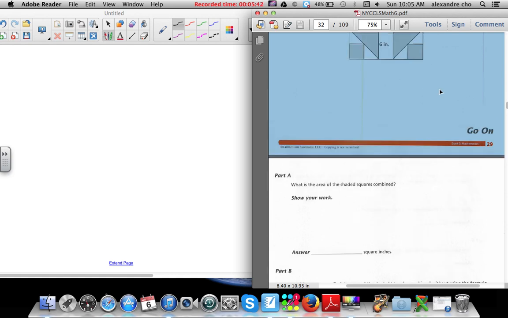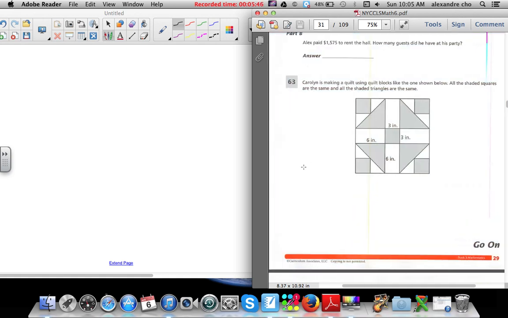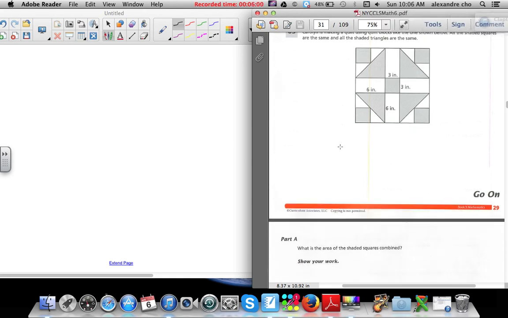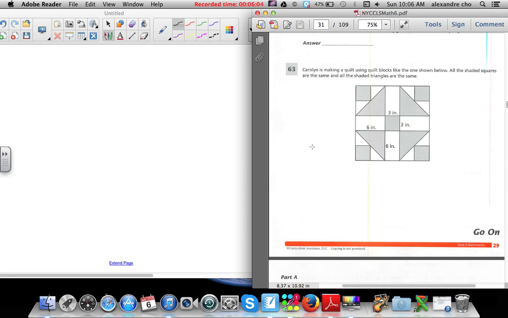All right, so here, a lot of things going on in this question. Carol's making a quilt using quilt blocks like the one shown below. All the shaded squares are the same, and all the shaded triangles are the same. So that's a good thing. So what's our first question? I believe the question was, what's the area of all the squares combined, all the shaded squares?